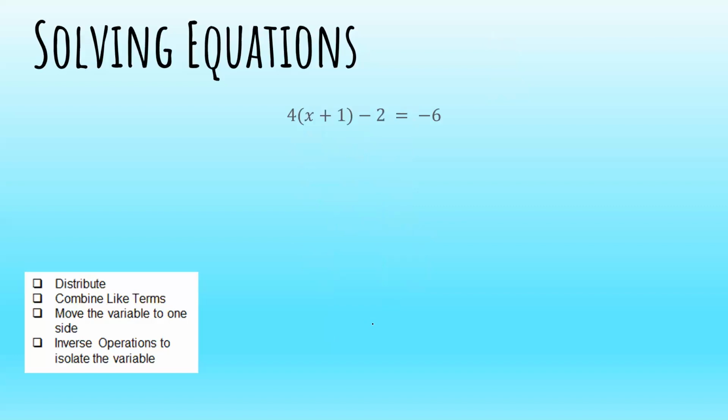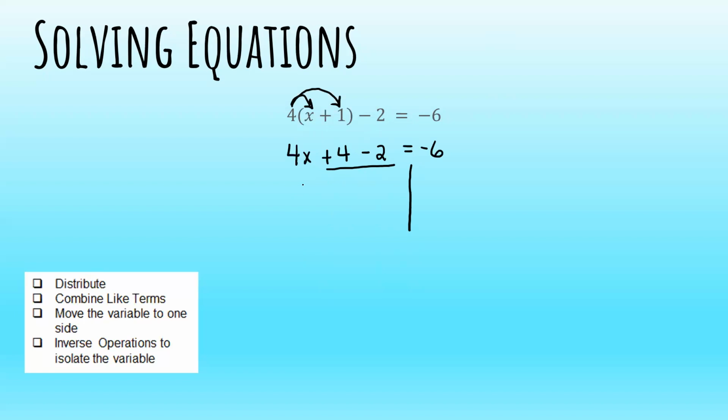Our next problem says 4 times the quantity x plus 1, minus 2, is equal to negative 6. First step, we want to distribute, so we have 4 times x, which is 4x, 4 times a positive 1, which is positive 4, but there's more to write. Minus 2 equal to negative 6. From here, we want to combine like terms. Now, I did not mention it before, but like terms must be on the same side. All right? So in this case, these are like terms because they're just numbers.